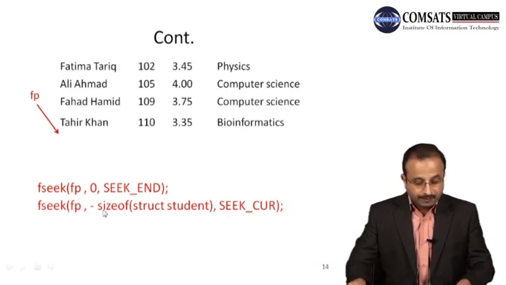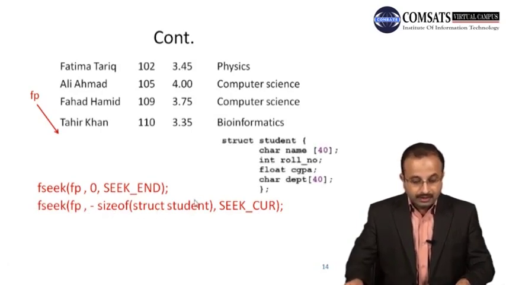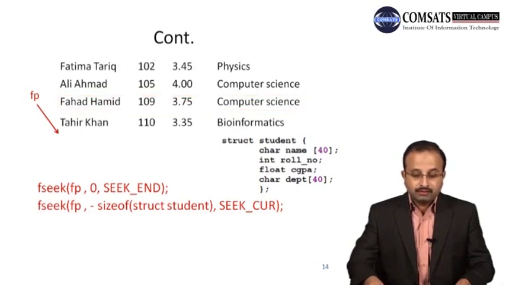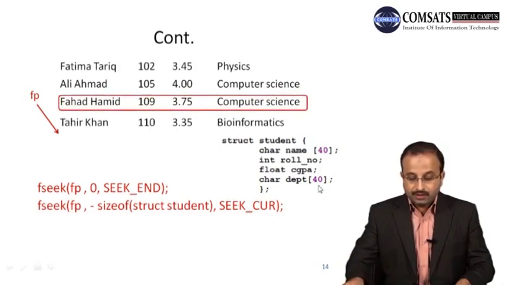And okay, so here we have sizeof(struct student). So what is struct student? This is struct student. It contains a student name, roll number, CGPA and department. This is the definition of the structure, and this is one record. And what is the size of one record? That is the size of struct student. And what is the size of struct student? It is 40 plus 40, 80, plus 4, 84, plus 4, 88 bytes.